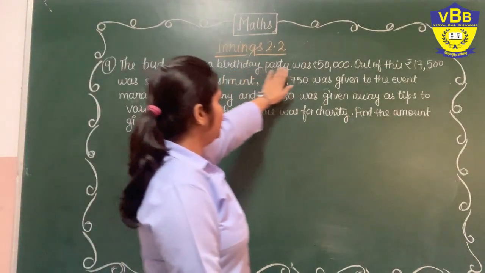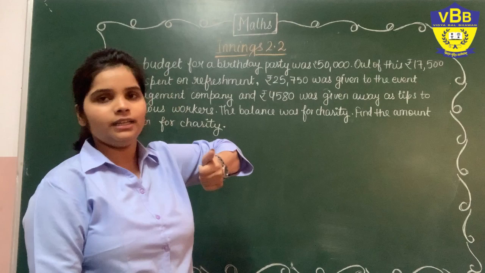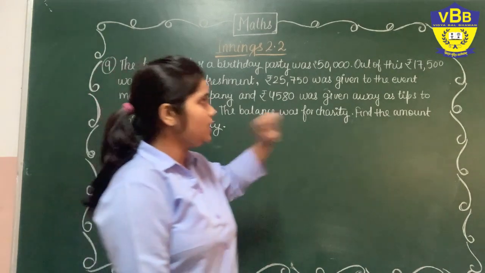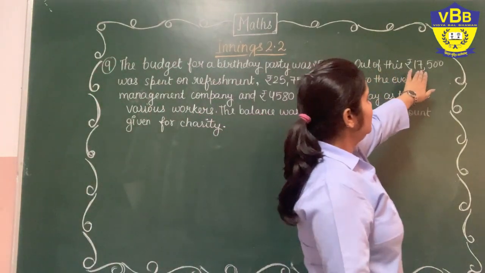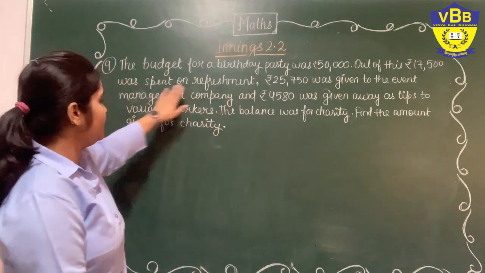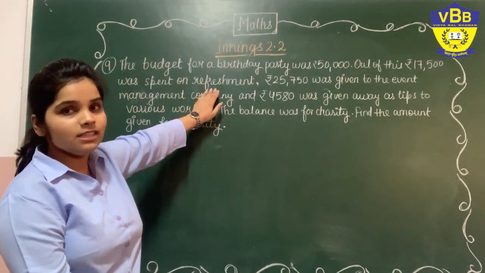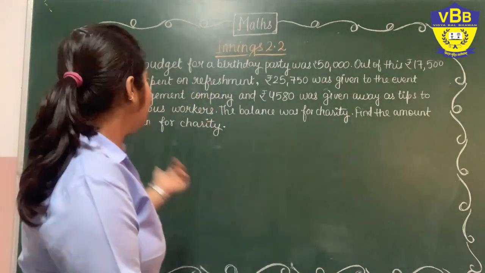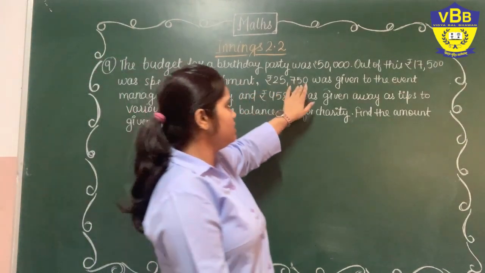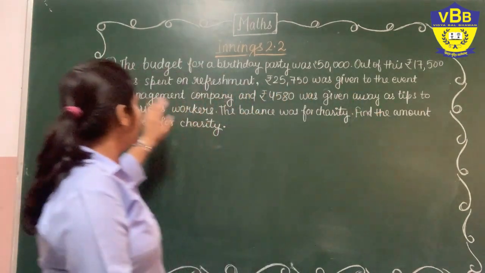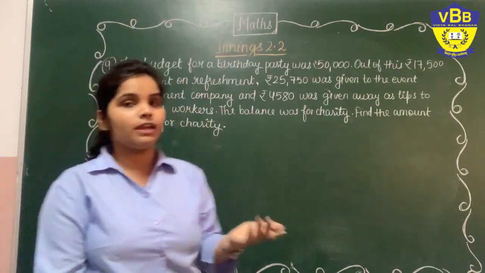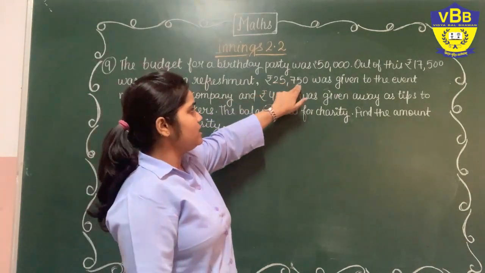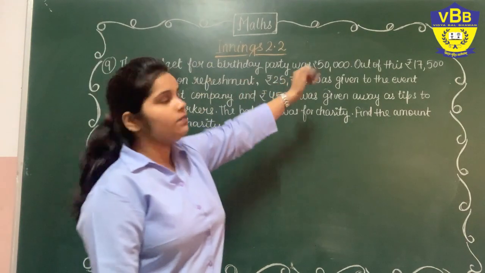So, our next question is question number 9. The budget for a birthday party was 50,000 rupees. A birthday party is going to be held and the budget has been decided, that is 50,000 rupees. Out of this 50,000 rupees, 17,500 rupees was spent on refreshment. Obviously, it is a birthday, refreshment must be there in the party. So 17,500 rupees was spent on the refreshment and 25,750 rupees was given to the event management company. This birthday is going to be organized by an event management company and the fees for it was 25,750 rupees, given out of the 50,000 rupees.